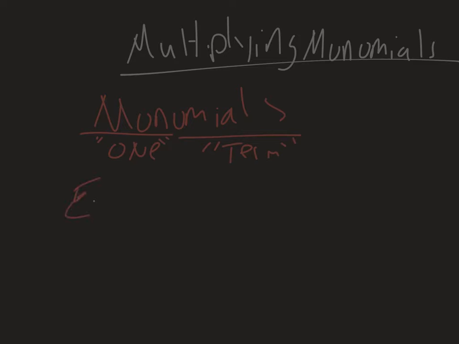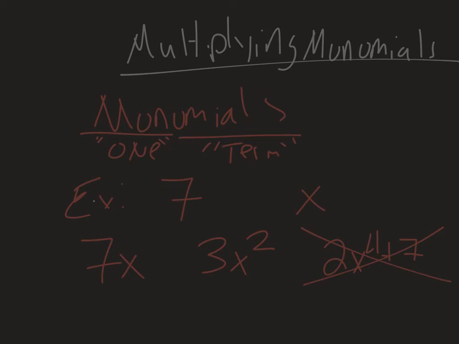So some examples of monomials would be, well, 7, that's one term. X, that's one term. 7x, also one term. If I had 3x squared, also one term. However, if I look at 2x to the fourth plus 7, this is not a monomial, it has two terms. So a monomial would be any of these as an example, and it might be more comprehensive than that. Basically, you can use multiplication, you can use division, you can use powers, just no addition or subtraction.